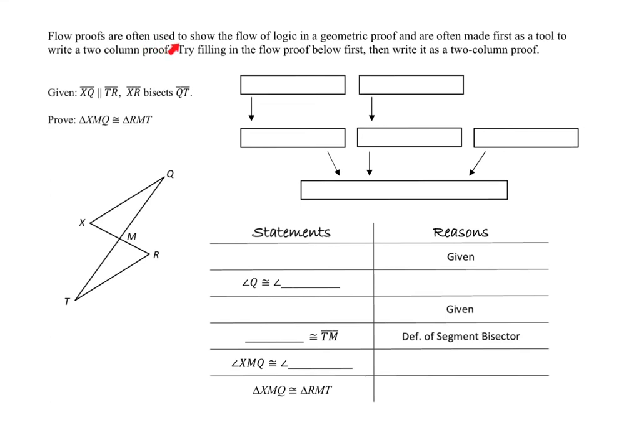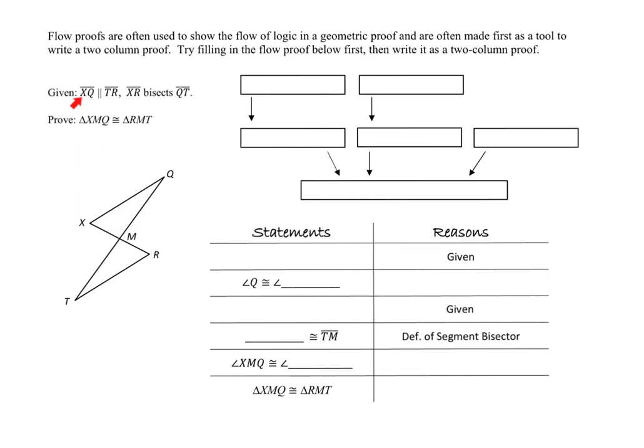Flowchart proofs are often used to show the flow of logic in a geometric proof and are often made first as a tool to write a two-column proof. So let's try and fill out this flowchart proof before we do the two-column proof. So let's look at our given information. Remember, your given information is always going to come first, right?